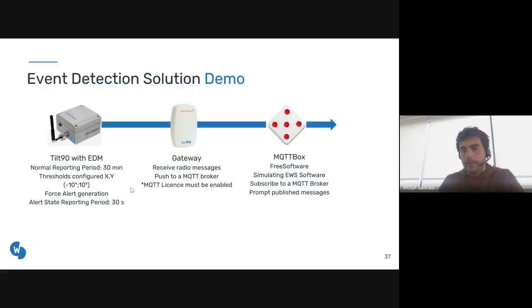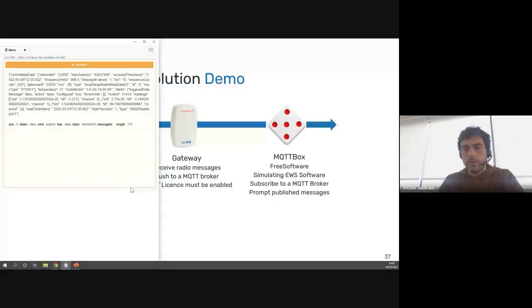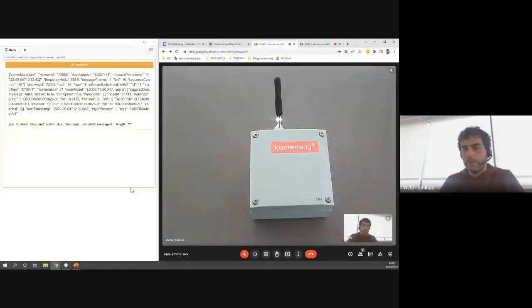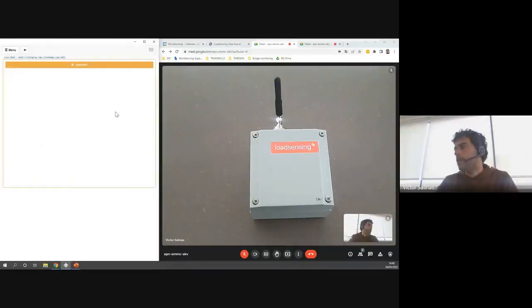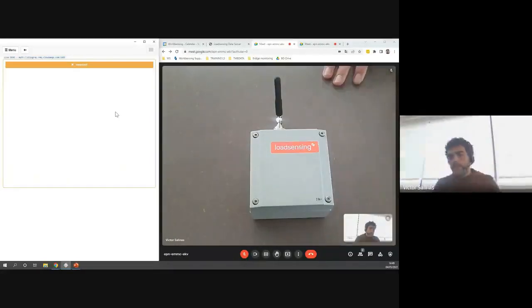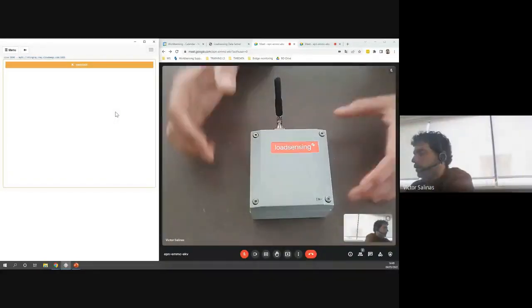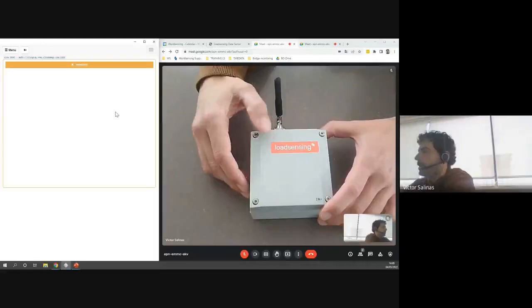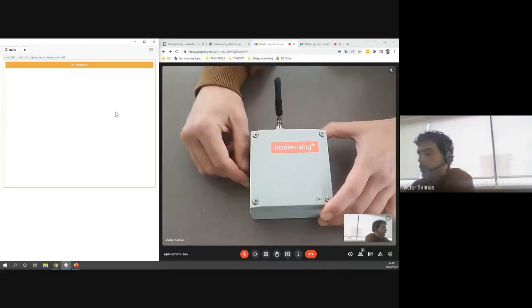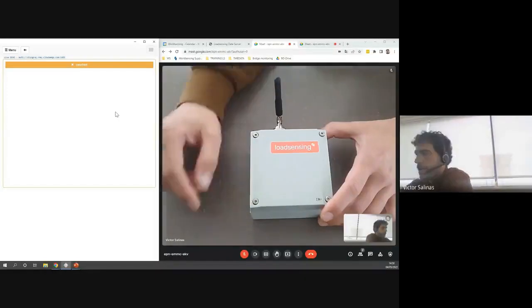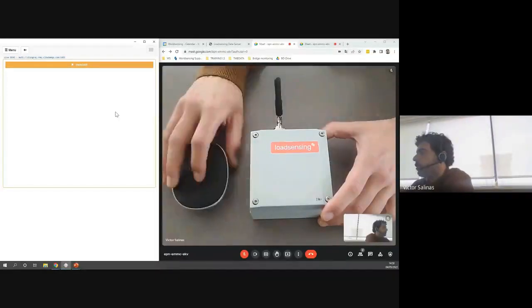So I will change now to this screen. We have this device prepared, configured as told before. I will refresh this window, and now what we can do is to perform a flip in the X direction. I will flip in this direction, and we're going to see the alert in real time, as if it were the software.